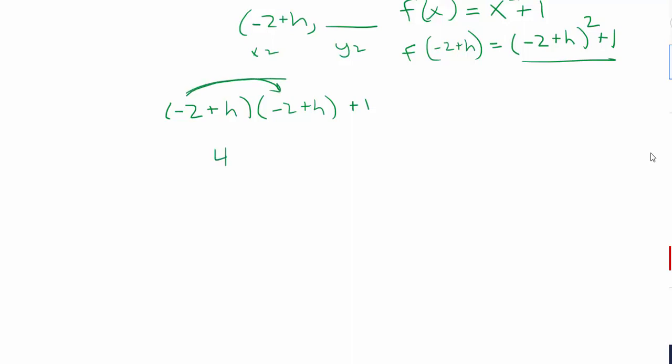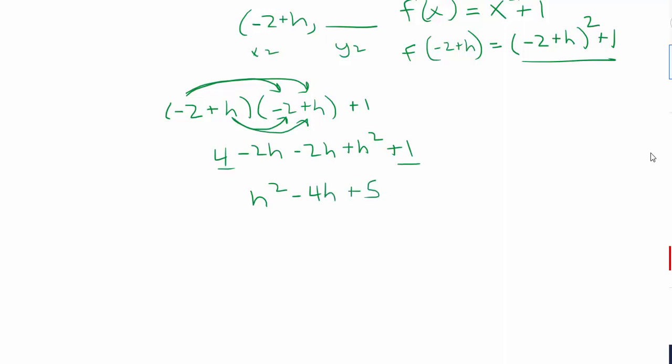And if I FOIL, or I like to say distribute both the terms, I would get 4. Distributing this term here, I'd get a -2h. And then I've yet to distribute the second term of h here. This times this would give you a -2h. And this times this gives us h squared. And don't forget again to copy the plus 1. I'll simplify this and put it in descending order. We get h squared. -2h and -2h are like terms. They combine to give -4h. And then of course 4 plus 1 is 5. So this is my second y value.